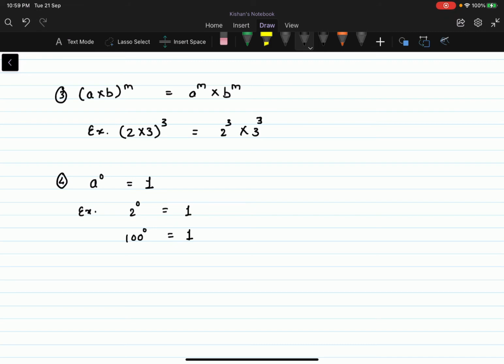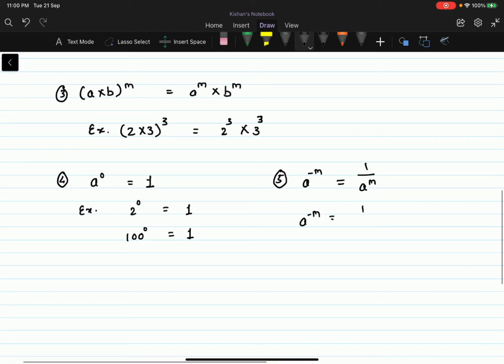Let's see the next law. A raised to minus m is equal to 1 upon a raised to m. हम a raised to minus m को कैसे लिख सकते हैं? 1 divided by a raised to m. अगर हमें a raised to m को न्यूमरेटर में लिखना है तो हम कैसे लिखेंगे? 1 into a raised to minus m equals a raised to minus m. क्योंकि हम 1 को किसी भी चीज़ से मल्टीप्लाई करेंगे, I mean any number, then the answer will be the same. Therefore we can write a raised to minus m is equal to 1 upon a raised to m.